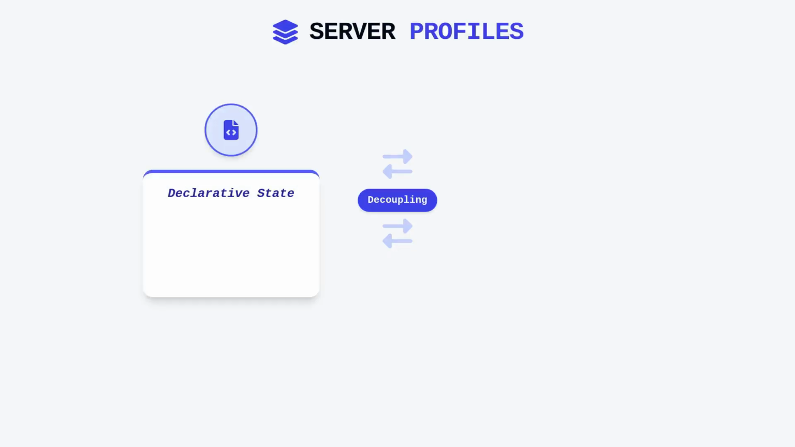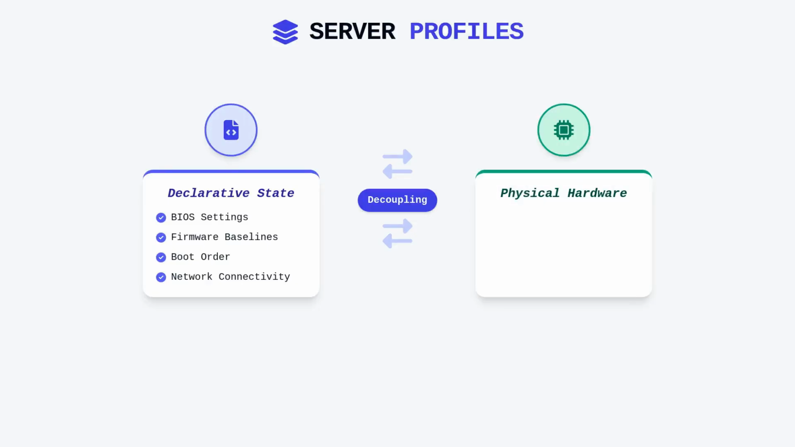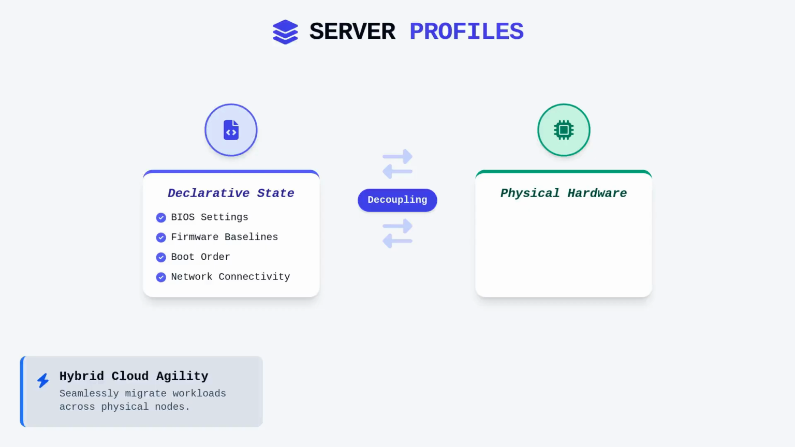Server profiles represent the logical abstraction of a server's identity, effectively decoupling the hardware from the software configuration. When you create a profile, you are essentially defining a set of parameters that include BIOS settings, firmware baselines, boot order, and network connectivity, which can then be applied to any compatible physical hardware. This approach is fundamental to achieving agility in a hybrid cloud environment, as it allows your operations team to migrate workloads seamlessly across physical compute nodes without manual reconfiguration.